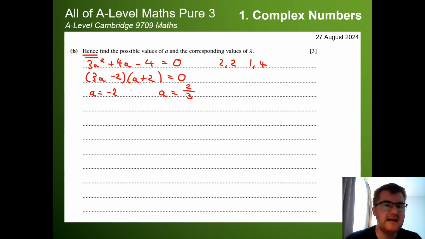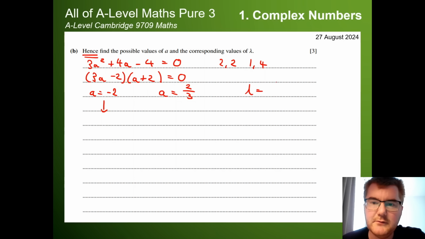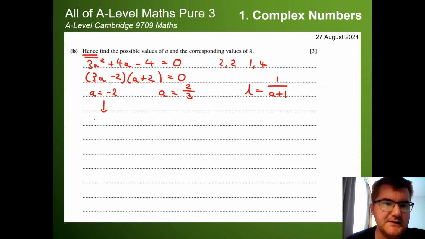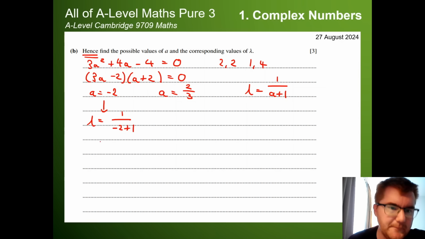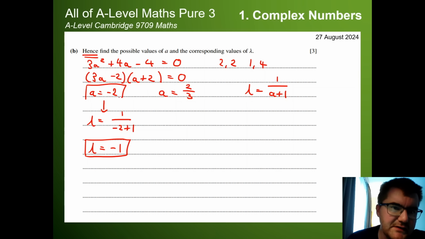So I've got my a's, and now I want to work out my lambdas. Remember, my lambda formula was quite easy to work with. It was lambda is equal to 1 over a plus 1. So we now just put in the a values. It means lambda is equal to 1 over minus 2 plus 1, and that means lambda is going to be equal to negative 1. So that's my one set of answers, these two together.